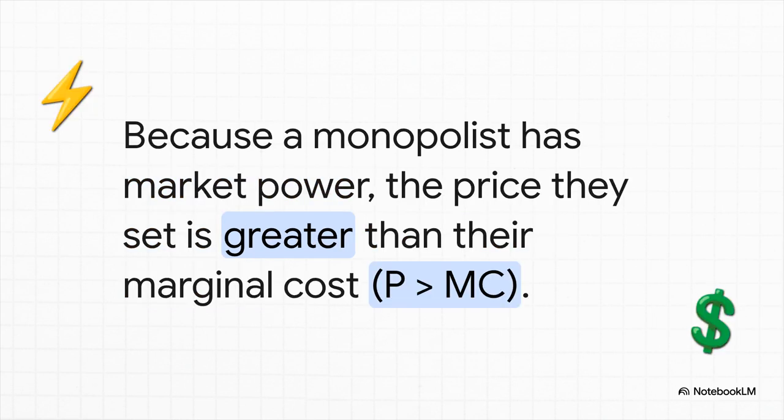So here's the bottom line. When a monopolist produces where MR equals MC, the price it ends up charging us, the consumers, is always higher than its marginal cost. That gap right there between the price and the marginal cost, that is the purest expression of a monopolist's market power.